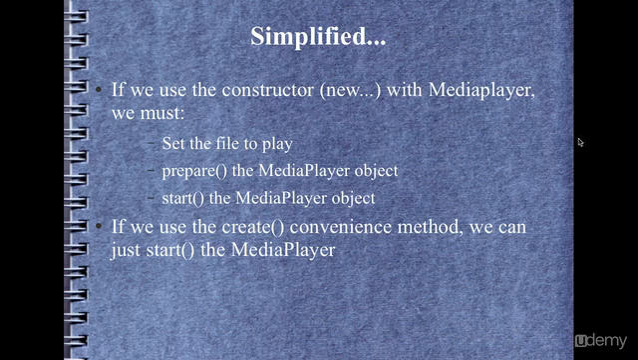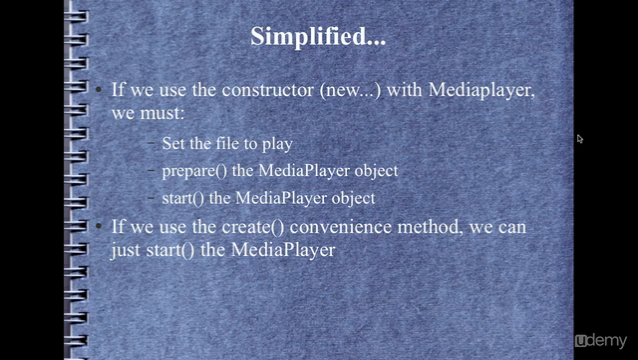Now, as I said, we can simplify this. If we're not going to perform many seek operations or things like that, we can simplify this by kind of a three-step process. If we use the no-arg constructor and using the new operator with media player, we must do three things. We must set up the file to play. We must call prepare on the media player object, and then we must call start on the media player object.